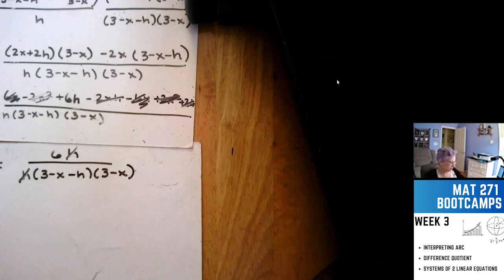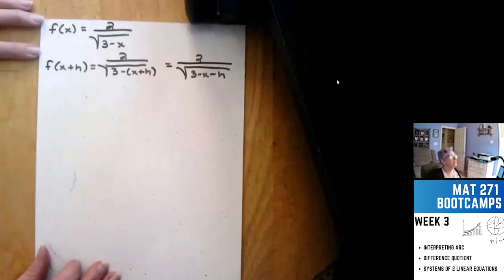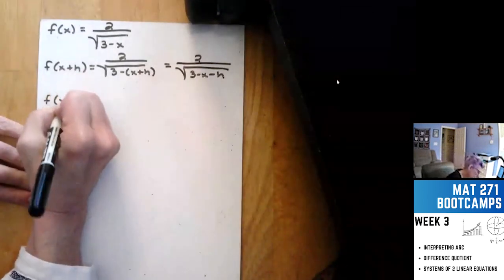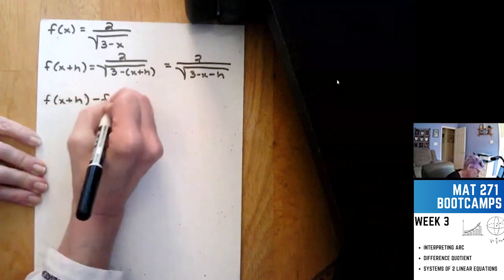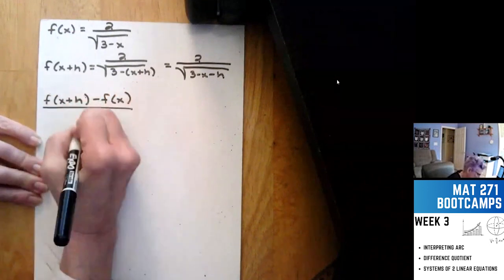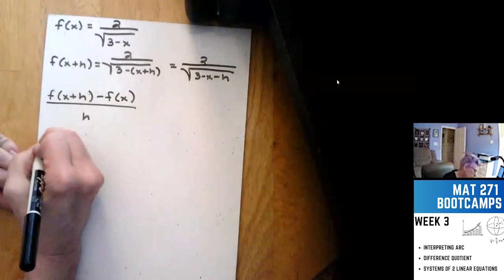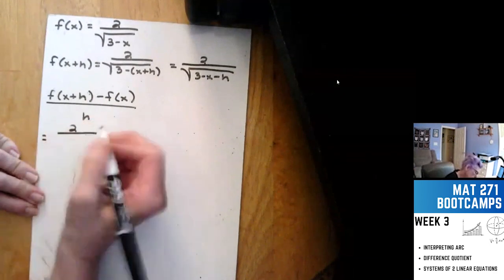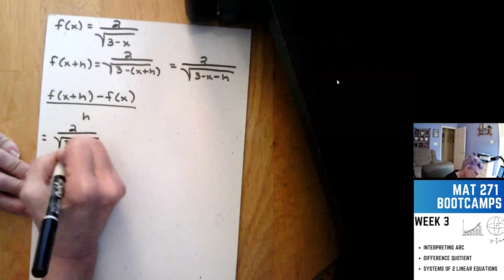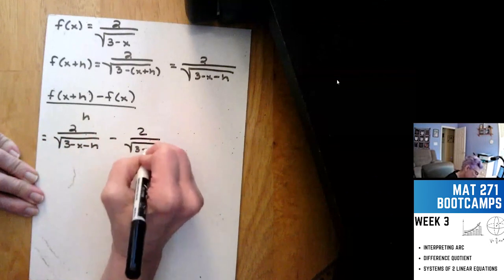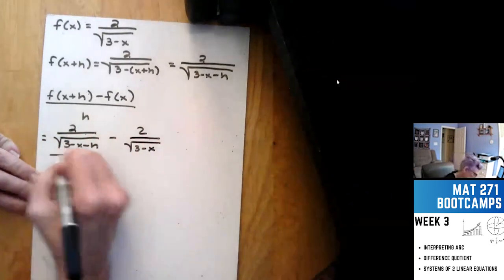Got one more that has a radical and a rational. And I'm going to write down that difference quotient yet again, f of x plus h minus f of x over h, because by now you've probably memorized it whether you want to or not. We have 2 over square root of 3 minus x minus h minus 2 over the square root of 3 minus x.